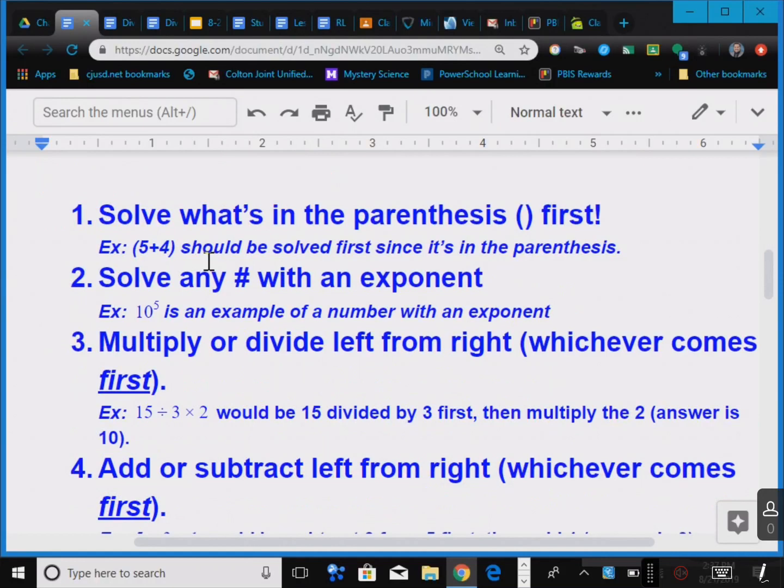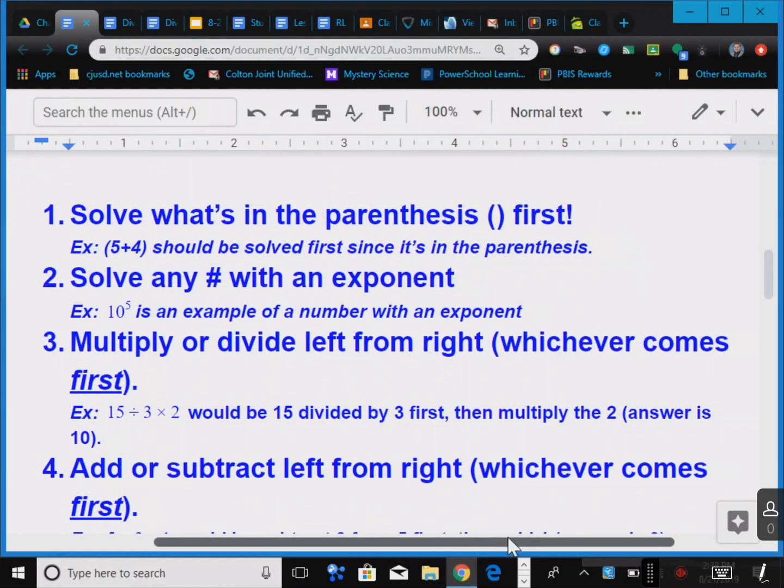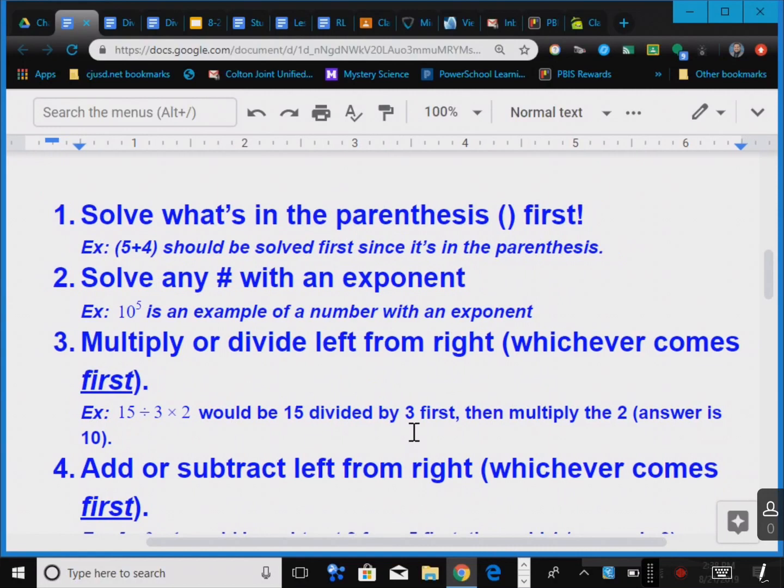The first step is you got to solve what's in the parentheses first. So that would be an example. And you need to write all this down. There's a lot of writing today, but this is a very important mathematical concept, and once you understand it, it will make your life a lot easier, I promise. So the first step is solve what's in the parentheses first. So like 5 plus 4, if that's in the parentheses, that should be solved first.